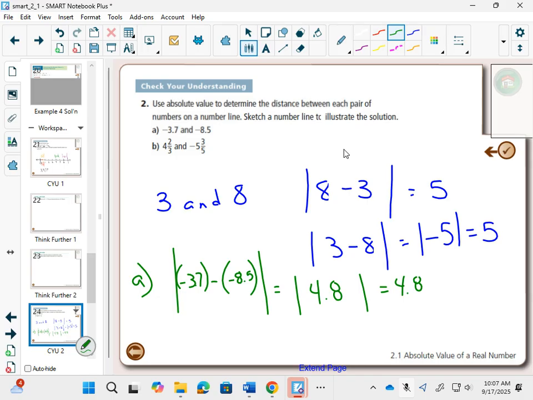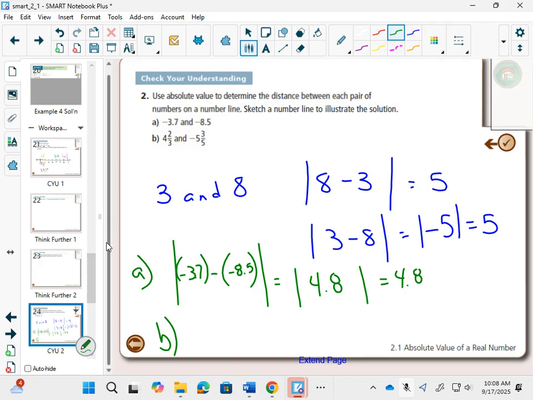But we can just do it this way. And I know you could draw it on the number line. Are you okay if we skip drawing number lines? Yeah. Okay. Ooh. Part B is, can you review grade 9 fraction math? If I want to find the distance between these two numbers, 4 and 2/3, minus 5 and 3/5.